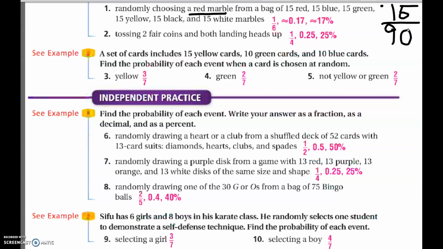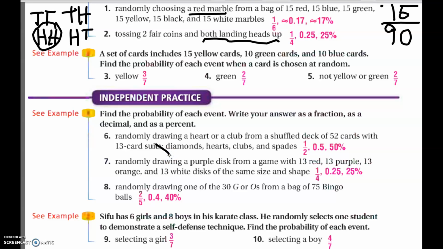Okay, number 2, if you're tossing 2 coins and you want to know the probability they both land heads up, remember we talked about the ways to toss 2 coins. It's tails, tails, heads, heads, tails, heads, or heads, tails. I'm sorry, this pen, it's really hard for me to write. They're saying both land heads up. That's this way. And so that's 1 out of 4, or 0.25, and 25%.